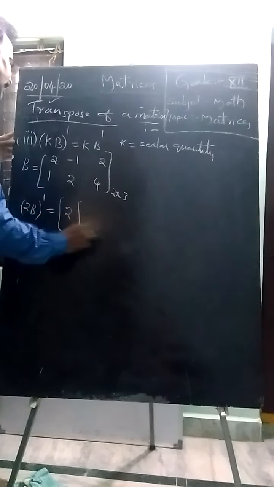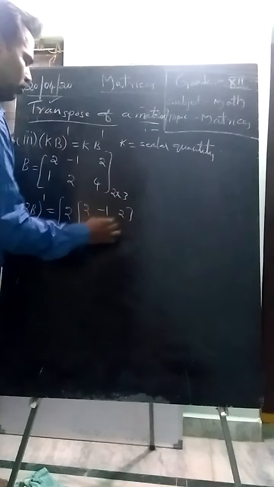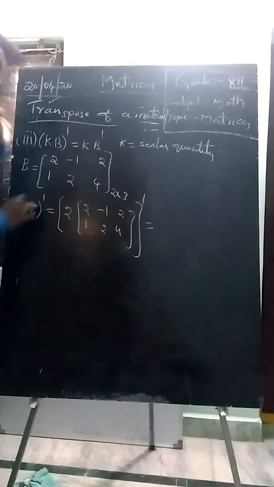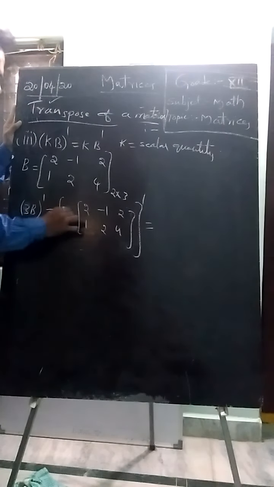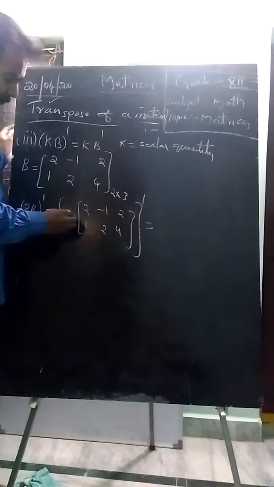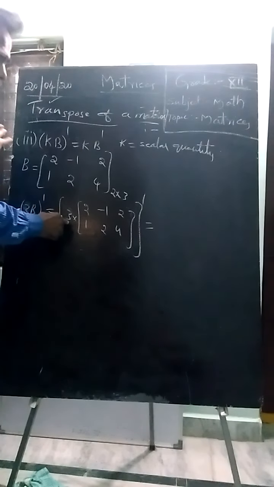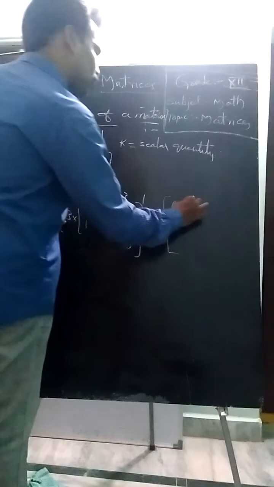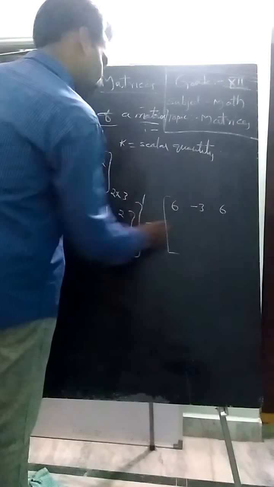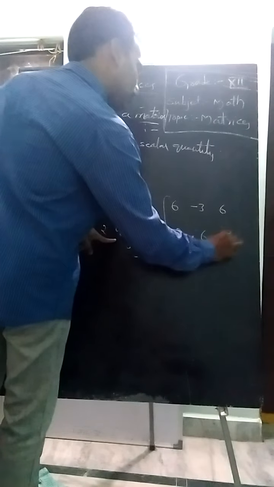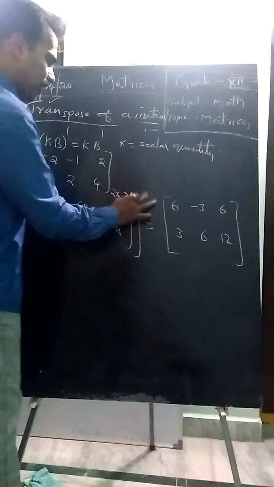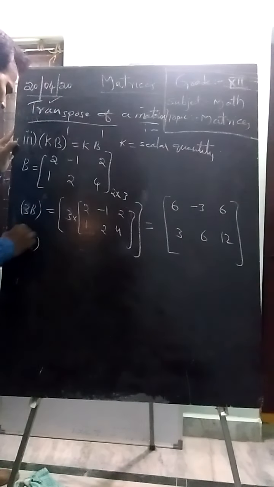Let us find (2B)'. What is the B matrix, students? 2 times the matrix with rows 2, minus 1, 2 and 1, 2, 4, then transpose. Let me take 3 without getting confused. Now 3B means when we multiply by a constant or scalar quantity, we should multiply each and every element of the given matrix. That is 6, minus 3, 6 and 3, 6, 12. So we got the 3B matrix like this. Don't write the transpose here.